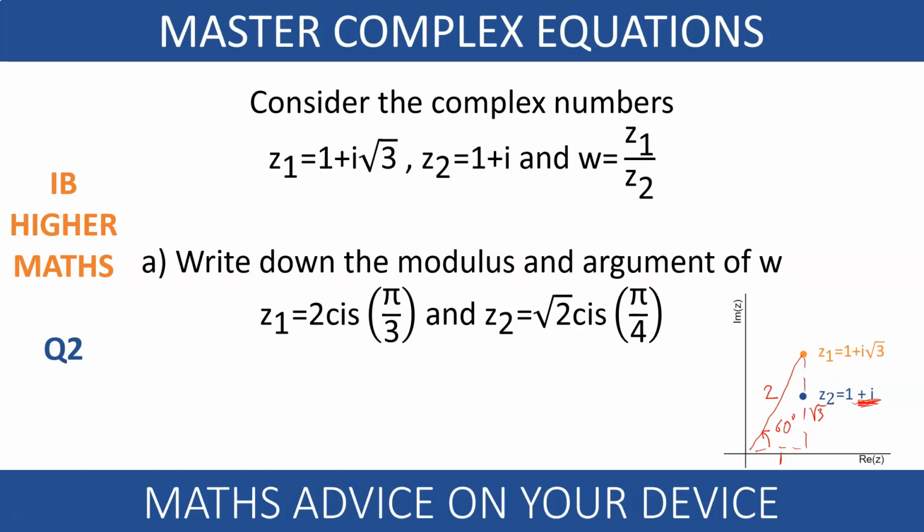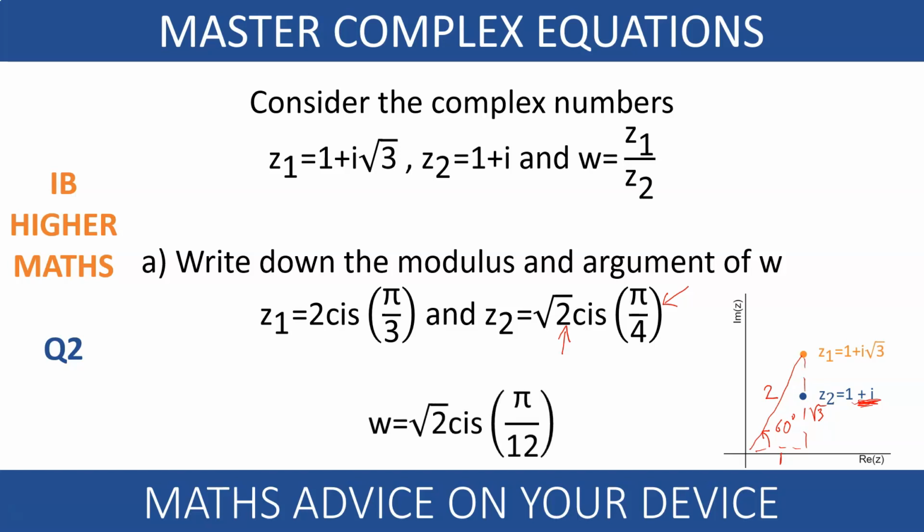The modulus is the square root of 1 squared plus 1 squared, which equals square root of 2. And the argument is the inverse tangent of 1 over 1. In radians, this is pi over 4. It's an angle of 45 degrees. The correct way to write it in modulus argument form is shown here, and you will miss 1 mark for not writing this correctly. Now with w.